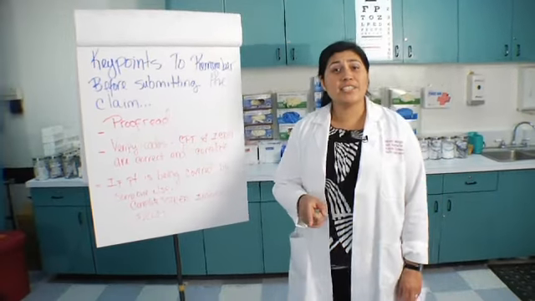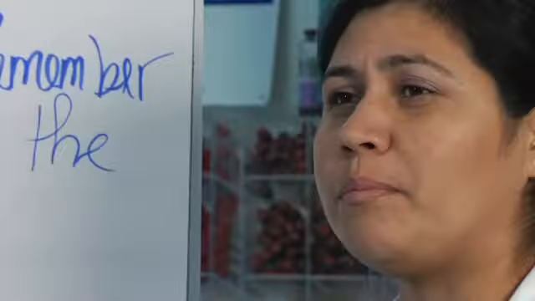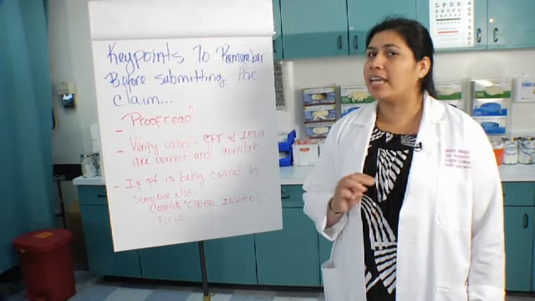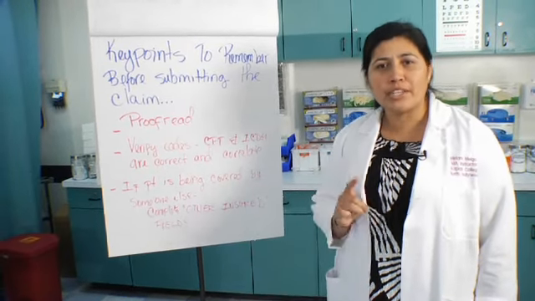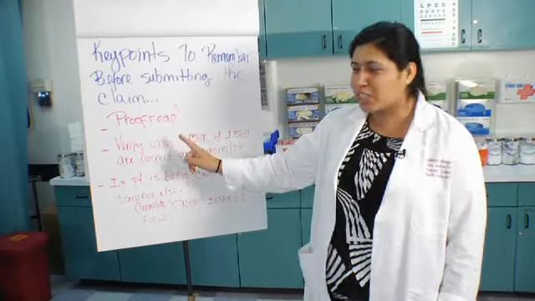Okay guys, the good news is that we got to the end of this. I know how excited you were to learn how to complete the CMS1500 form. Before we finish though, let me leave you with 3 very important points. Number 1, before you submit the claim, what do you need to do? Proofread. Proofread is important. We want to ensure that we get paid. Make sure you do that.